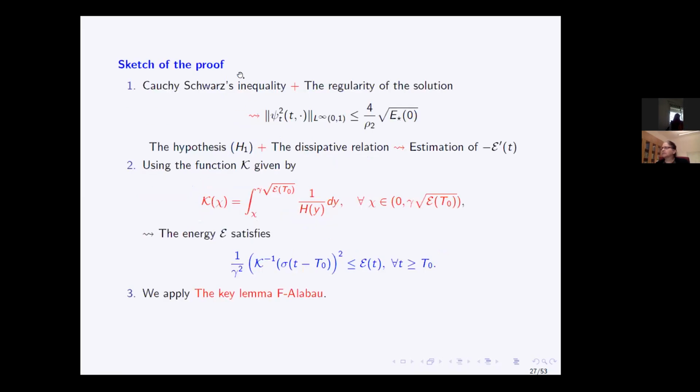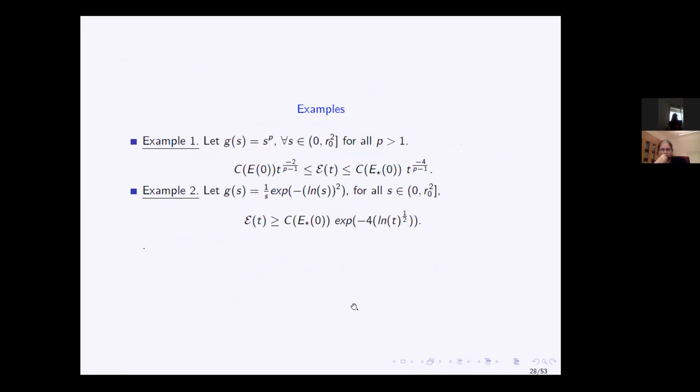Sketch of the proof. So I just give the technique that we use. First of all we need to measure the velocity here, taking into account the regularity of the solution. Also use the assumption H1 and the dissipation relation in order to estimate the derivative of the energy, and then apply the key lemma in order to prove the lower estimate.